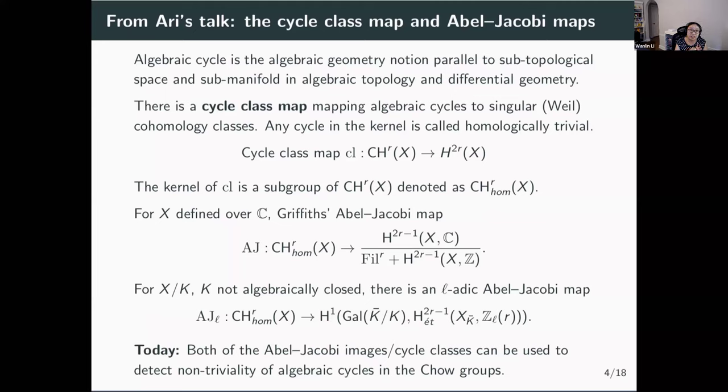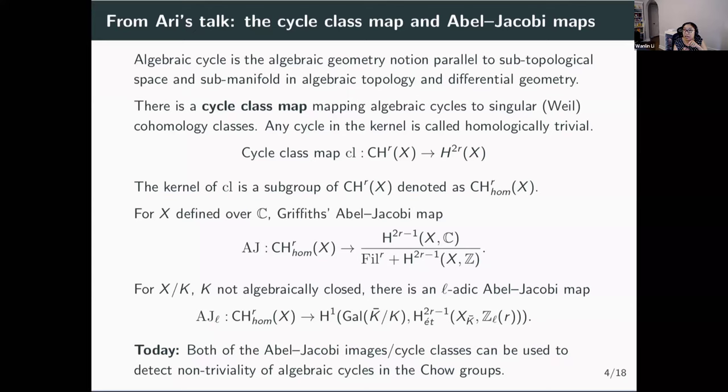And so the point is, in my mind, one way to think about the study of algebraic cycles is that it is an analog in algebraic geometry that is parallel to, if you study algebraic topology, of course, you study subtopological spaces. And if you study differential geometry, you have submanifolds. And an algebraic cycle is an analog of that in the context of algebraic geometry.